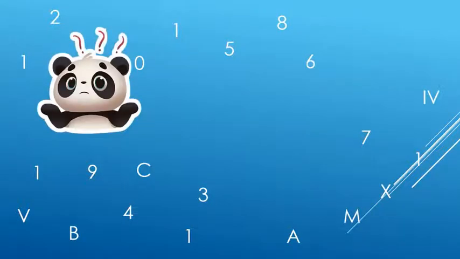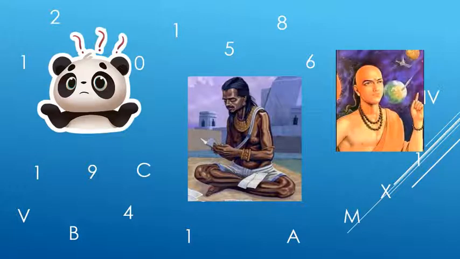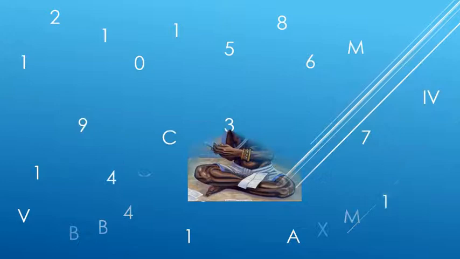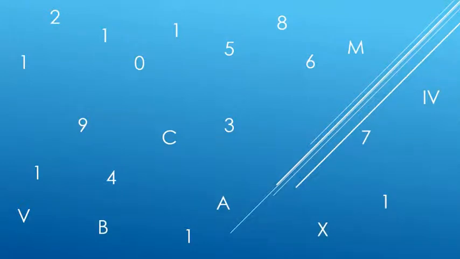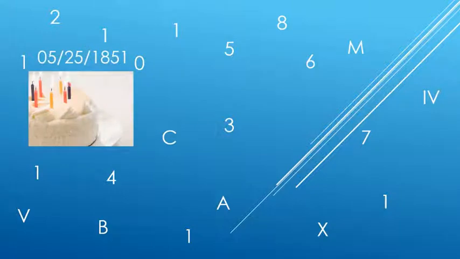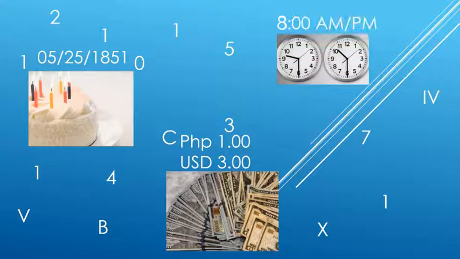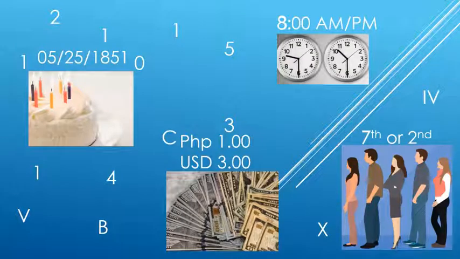Just so you know, these Hindu-Arabic numerals are credited to Brahmagupta from the 6th century BC and Aryabhata from the 5th century BC. Well, not sure about these people here, but they got it from Google. So, where do you see these numbers? Well, you see them on your birthdays or dates. Well, not the one with your special someone, but just like here, May 25, 1851. For money, such as the Philippine peso, 1 peso or $3 US. Time, such as 8 a.m. or 9 a.m. or your Korean line, as a 7th, 2nd, whatever.